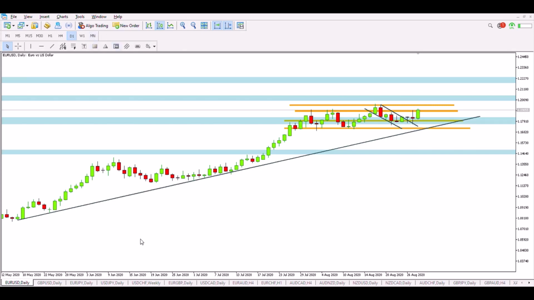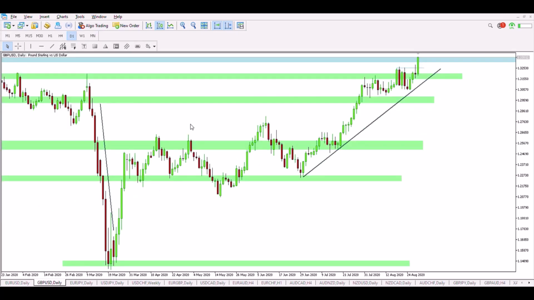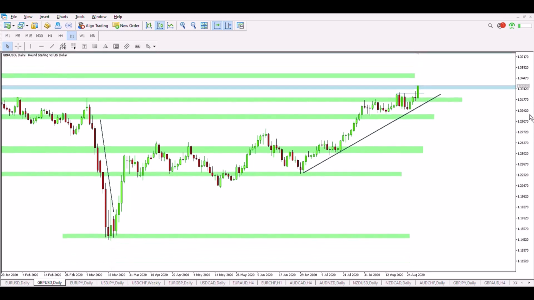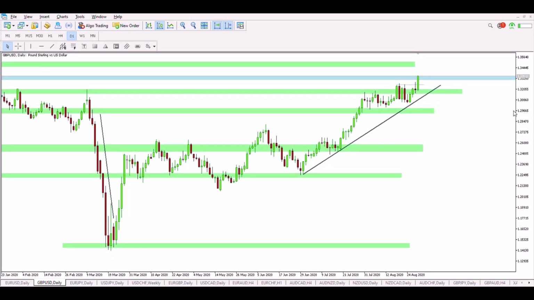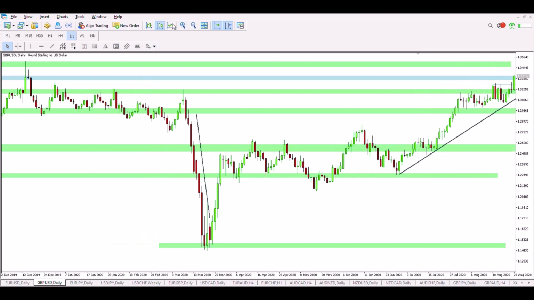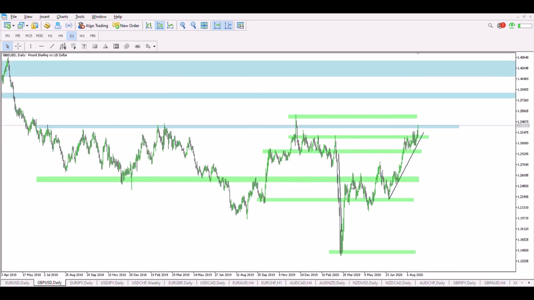Let's move to the Gbp USD. What we can clearly see, and what we have discussed in the previous analysis, is that we're in a strong uptrend, which in the last week created a new higher high right here with this daily candle.